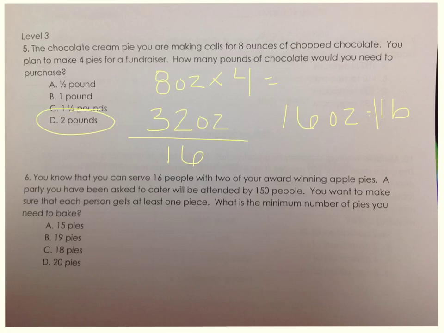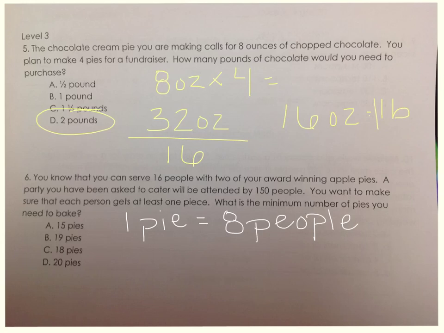You know that you can serve 16 people with 2 of your award-winning pies. That's great. That means you can serve 8 people with 1 pie, to keep it basic at first. You have been asked to cater a party that will be attended by 150 people. You want to make sure that each person gets at least 1 pie.